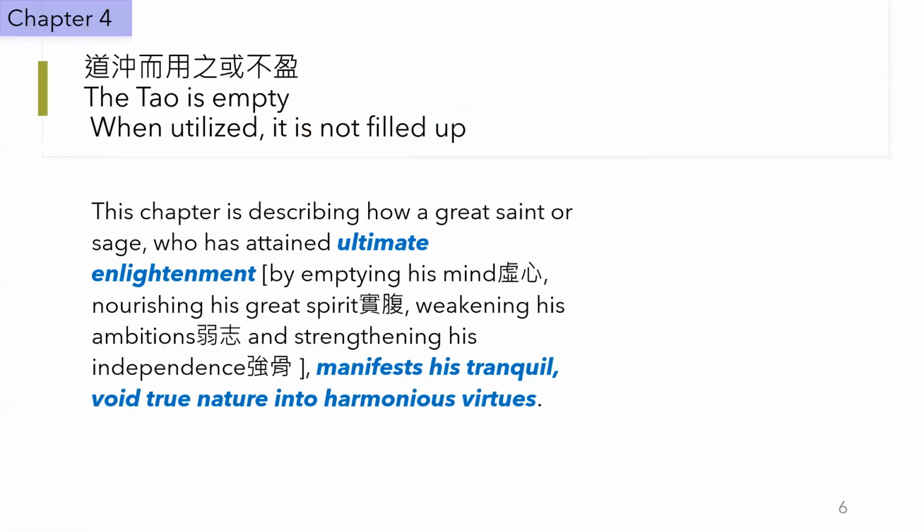道冲而用之或不盈. This chapter is describing how a great saint or sage who has attained ultimate enlightenment by emptying his mind, if we say Chinese, it would be easier. By 虚心实腹弱智强骨, we have learned in chapter 3 how a great sage already 虚心实腹弱智强骨, and how he becomes a great sage, and how he manifests his influence, his atmosphere. This chapter is describing this. See, the text manifests his tranquil, void, true nature into harmonious virtues.